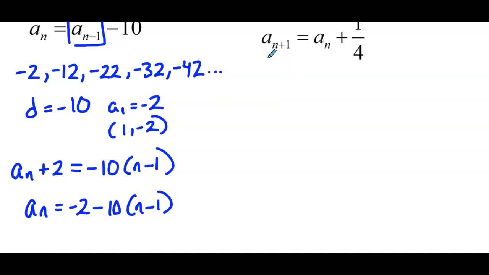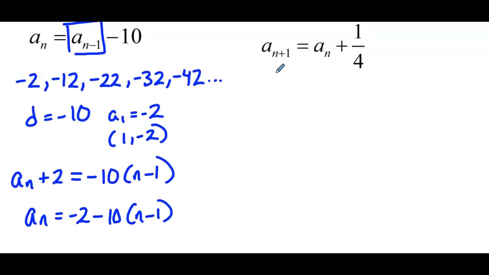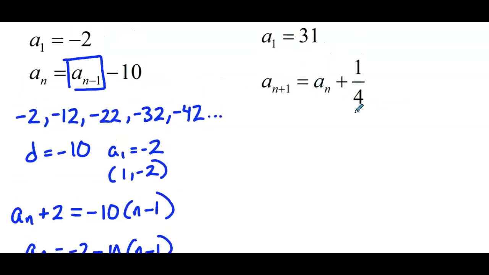Our next sequence, a sub n plus 1 equals a sub n plus 1/4. And we need that a sub 1. A sub 1 equals 31. Okay, so our first term is 31. And then our recursive formula, the second equation, is saying to find the next term, a sub n plus 1 here, take the previous term and add 1/4.